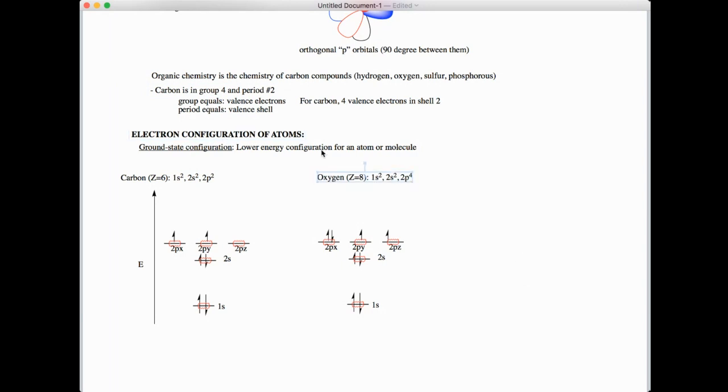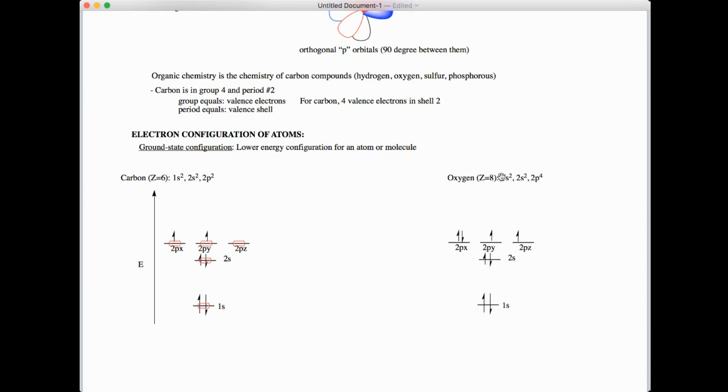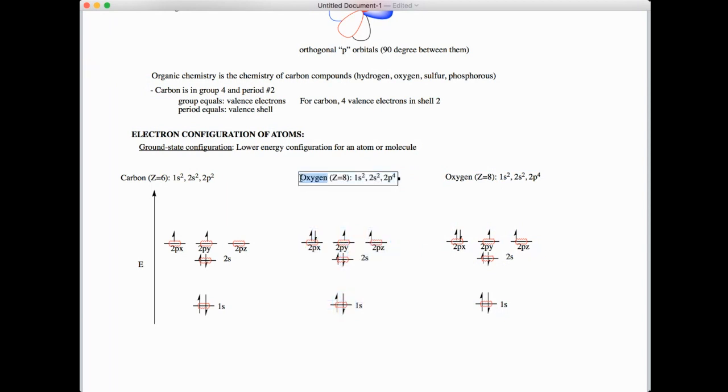Okay, and I also want to do nitrogen because nitrogen is in the second period of the periodic table and is in group 5, oxygen is in group 6. So, anybody remember the atomic number of nitrogen? I think 7. 7.